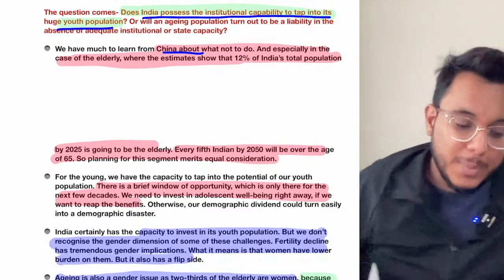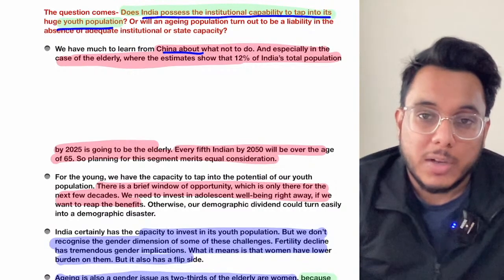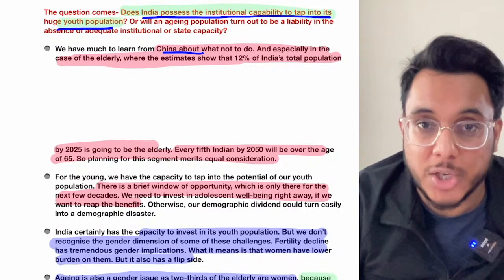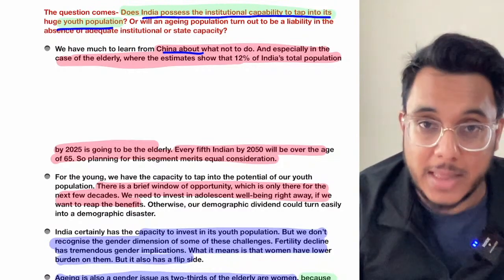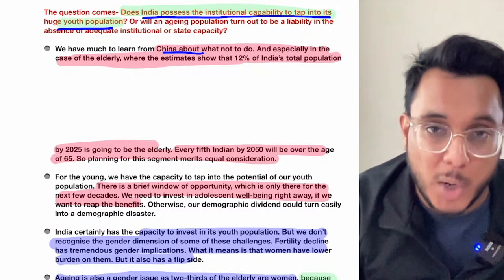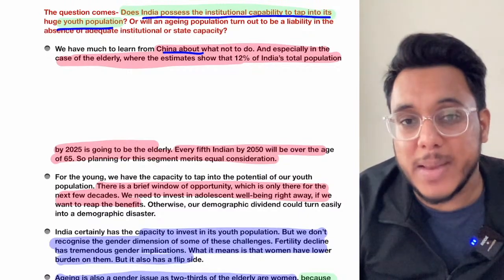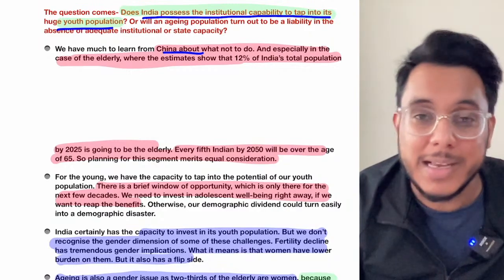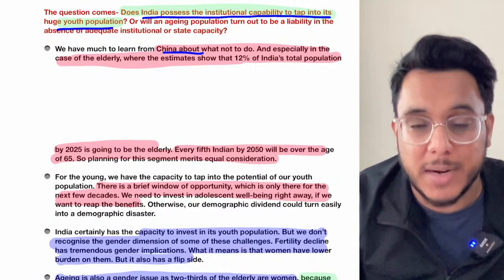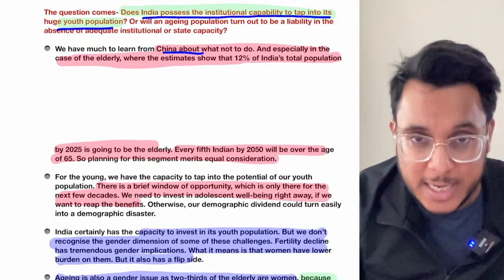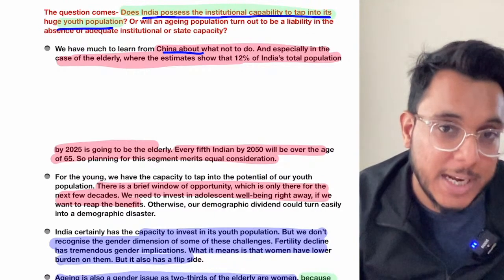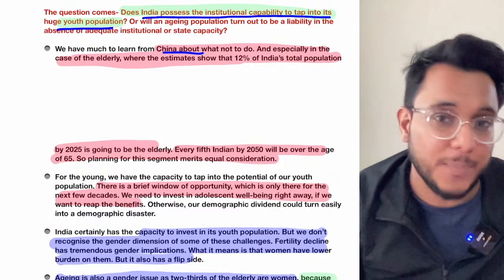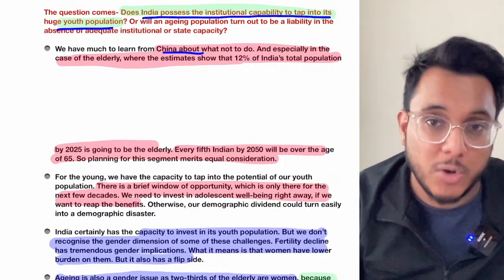Basically, guys, understand that when we talk about the institutional capacity to tap into the huge population, we mean we need to provide them education, skills, good health, and good job and employment opportunities, because only then they will be able to use their productivity. If we are not able to provide them employment and good skills, this demographic dividend will simply become a demographic disaster. So we need to invest substantially in their education and skill development through multiple schemes such as the Samagra Shiksha Abhiyan, the Skill India Mission, and Pradhan Mantri Kaushal Vikas Yojana.